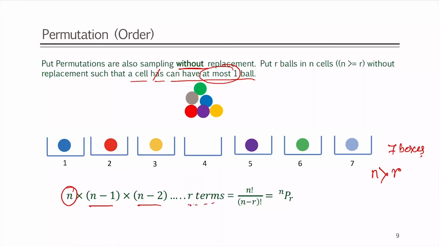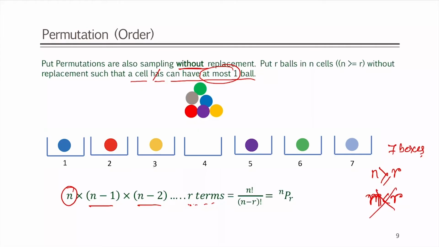Only thing is that n is greater than or equal to r. If n would be less than r, what will happen? If n is less than r, that means boxes are fewer, then I must put more than 1 ball in a box. That situation will arise, but I have forbidden that. So, n less than r is not allowed.